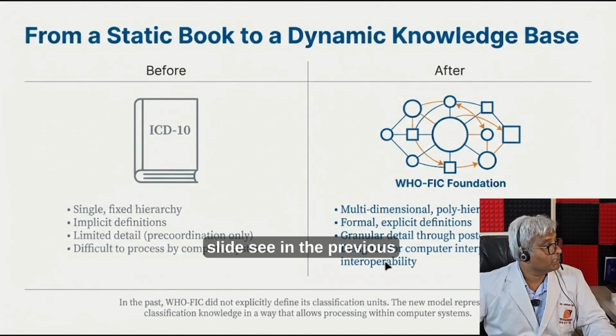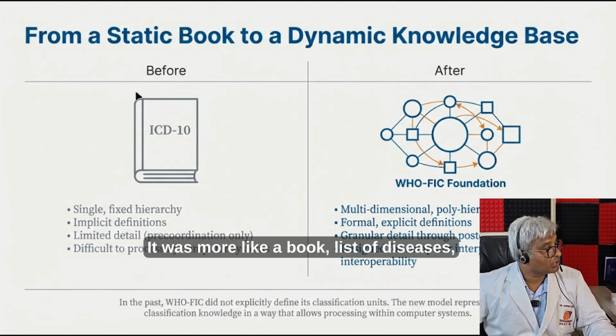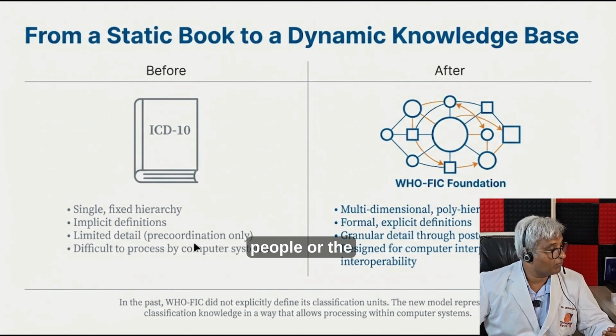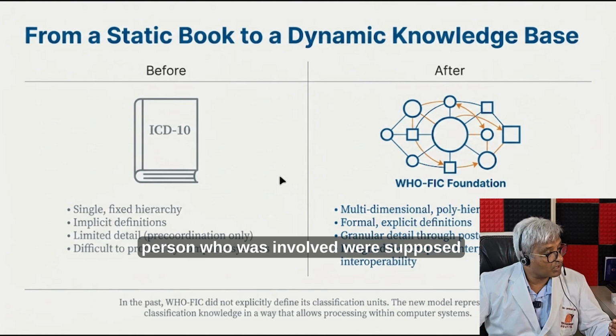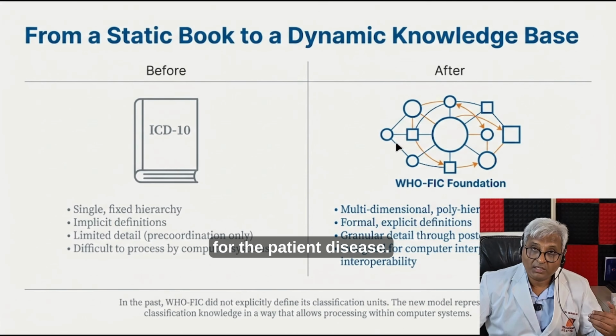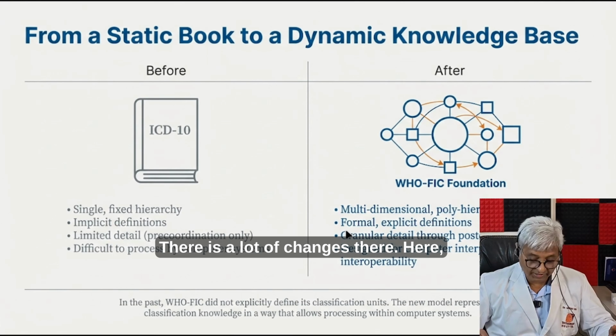Next slide. See, in the previous one we had ICD-10. It was more like a book, a list of diseases. The list of diseases was given, and the person involved was supposed to search the list and give the code for the patient's disease. But in ICD-11, it is a departure. There are a lot of changes there.